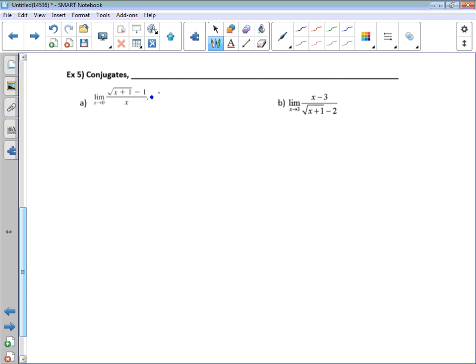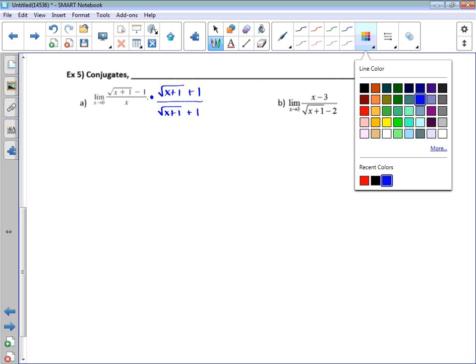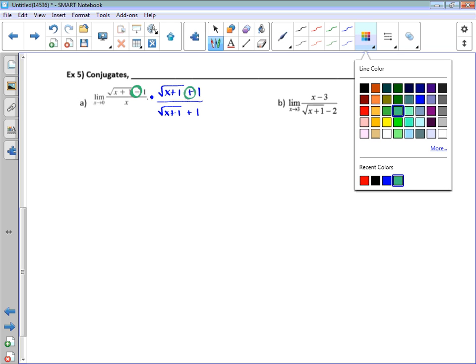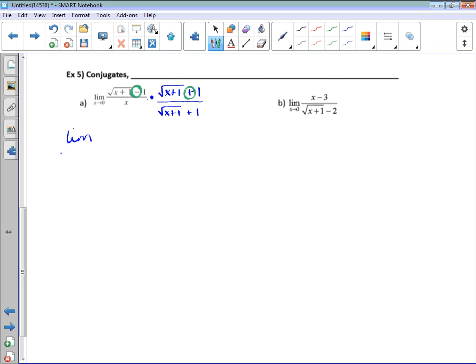So what we would multiply by here, you would do times the square root of x plus 1 plus 1 over the square root of x plus 1 plus 1. So it is that sign in the middle there. It's this part that you will then have the opposite over here. Okay, we're not going to multiply everything out though, because we want some things to go away. So we'll do the limit as x approaches 0.